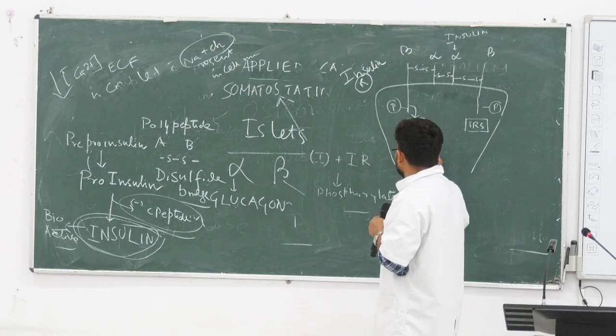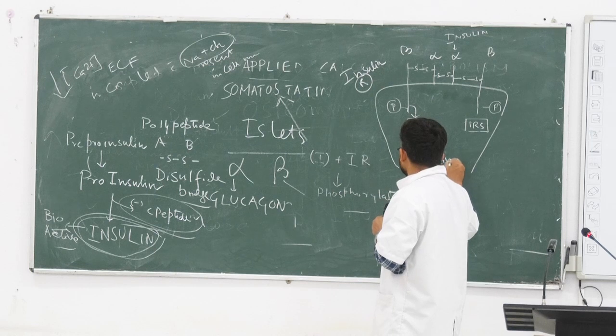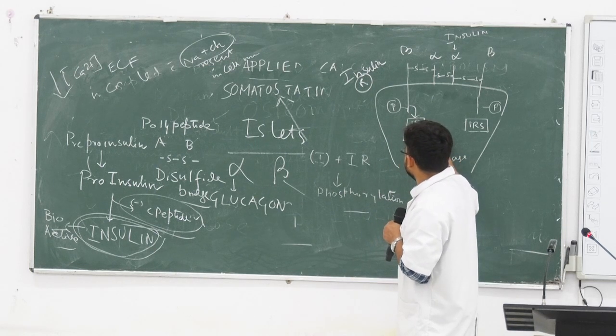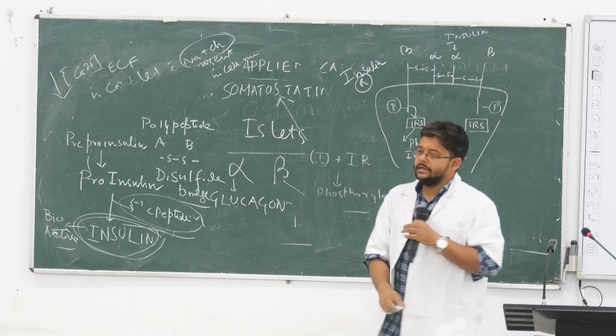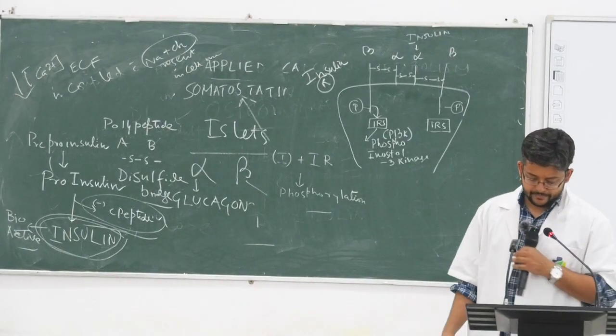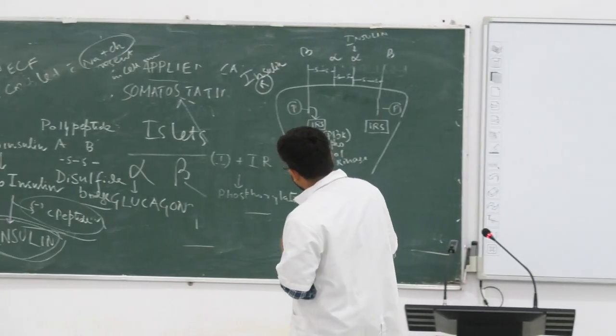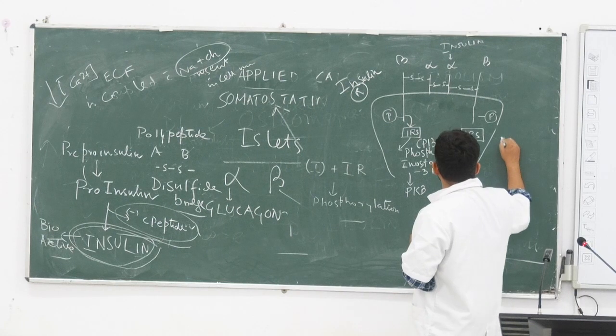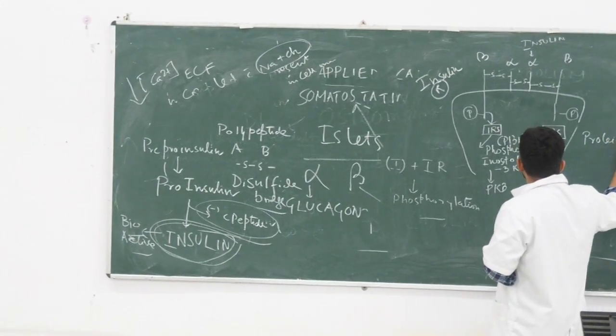phosphoinositol 3 kinase. So this is known as insulin receptor substrate. As it is activated, it activates the PI3K pathway. The PI3K pathway leads to further activation of protein B.